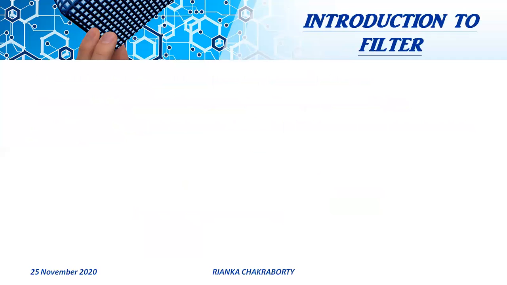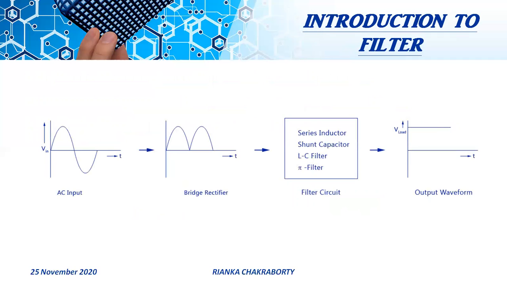So here, this is the AC input supply voltage. This is the input signal. This is the rectified output. Here we use the bridge rectifier. So this is the bridge rectified output. Here we use a filter circuit. So this is the filter output, where there is no AC component present in the output waveform.